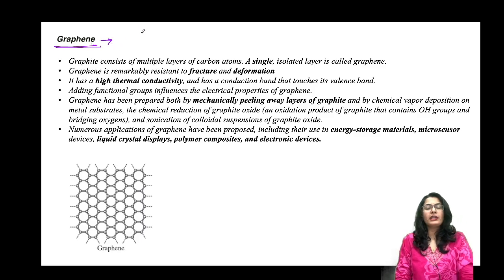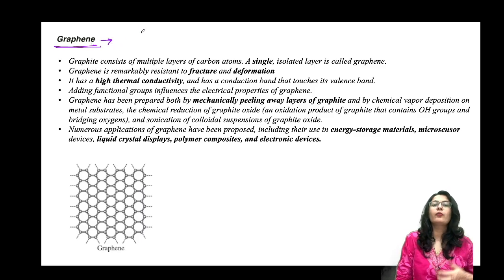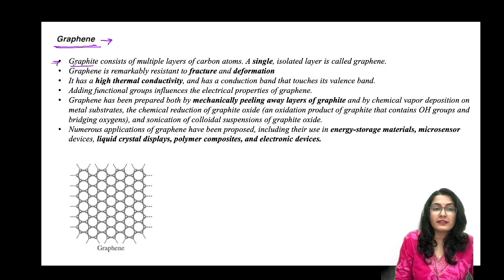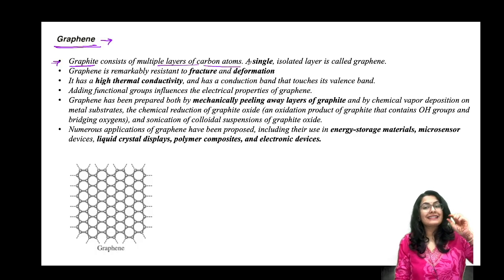So I hope that you have a little idea about what graphene is. We're just going to see the uses and the structure of graphene. That's it. So you have seen graphite. What is graphite? Many layers of sp2 hybridized carbon forming sheets. So graphite consists of multiple layers of carbon atoms. A single isolated layer is graphene.